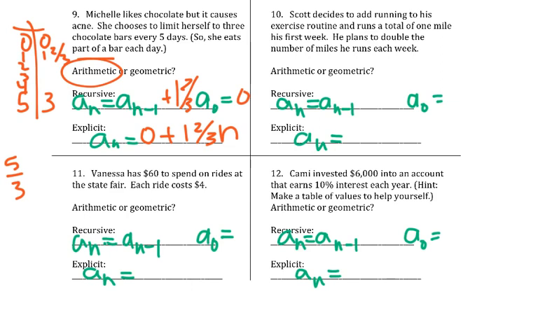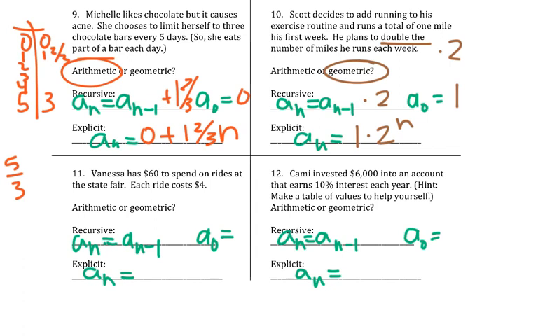All right, number 10. Scott decides to add running to his exercise routine and runs a total of 1 mile his first week. Okay, so we know we start with 1. He plans to double the number each week. Double, geometric, because we're times-ing by 2. So times by 2, times by 2, put the n power here.